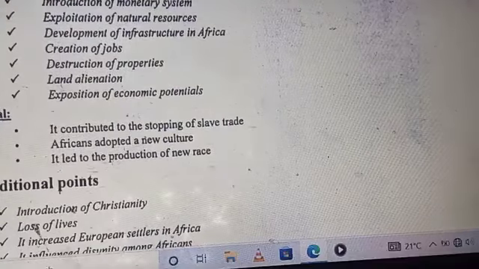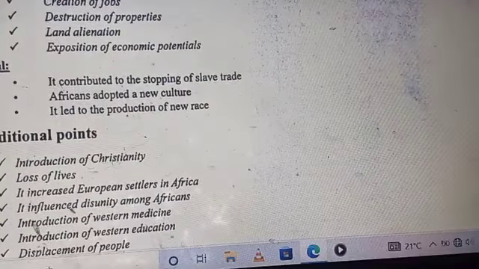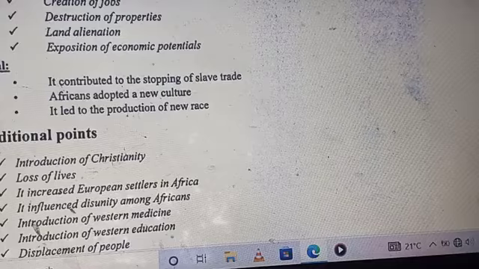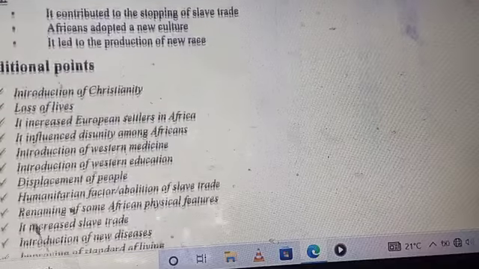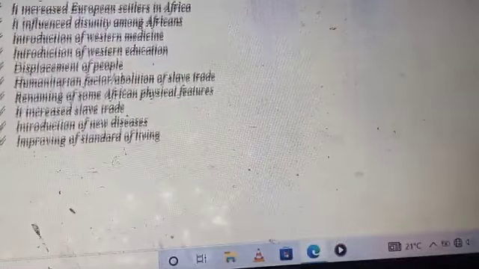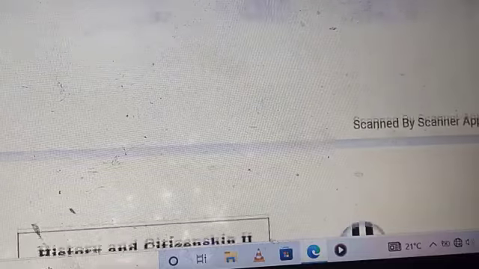And then the last one is social. It contributed to the stopping of the slave trade. Africa adopted a new culture and also it led to the production of a new race. This is the additional point.